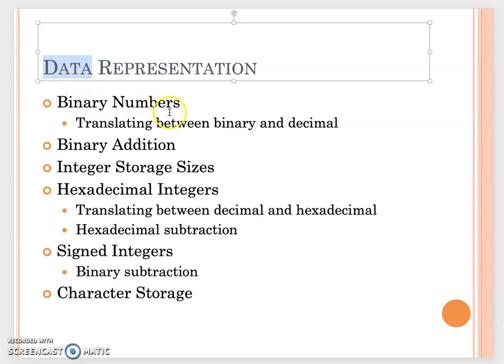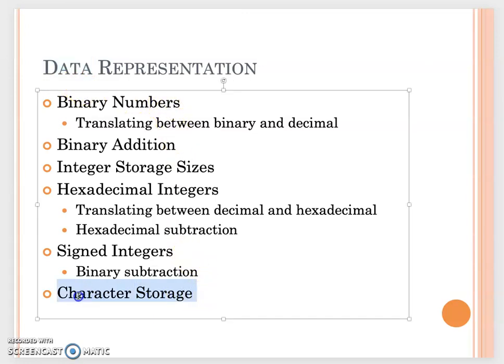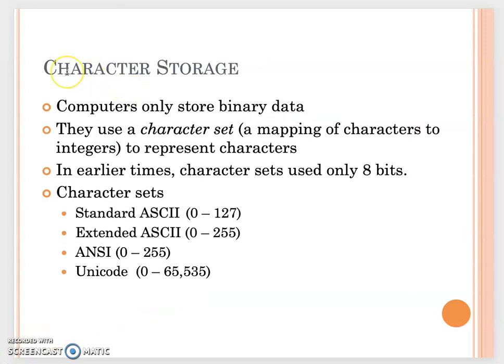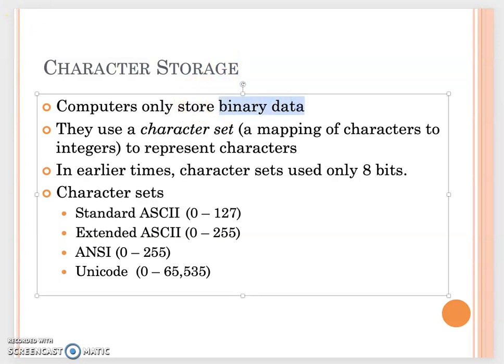To finish data representation, the last thing we want to talk about is how to store characters. Remember, if we want to store a number, we can just convert the decimal number to the binary number. But sometimes you want to store a string or a character. So that's why we need to understand character storage. To talk about character storage, we need to understand that a computer actually only stores binary data.